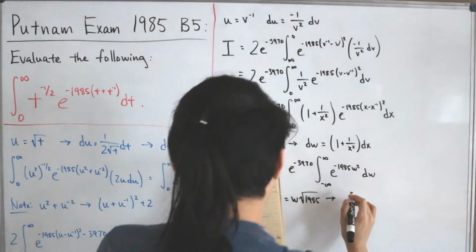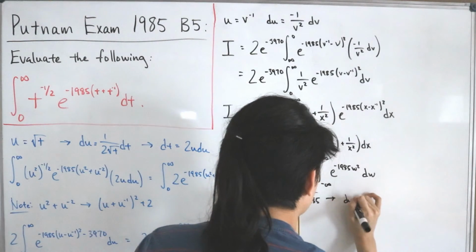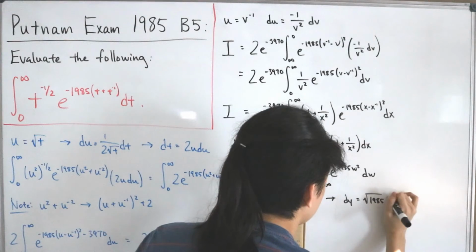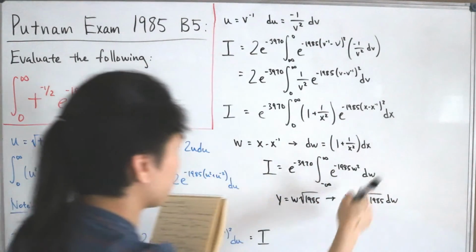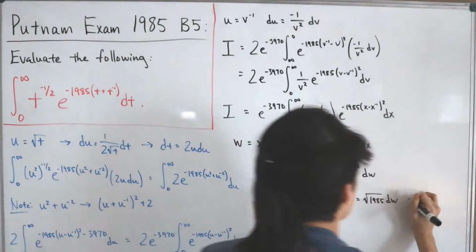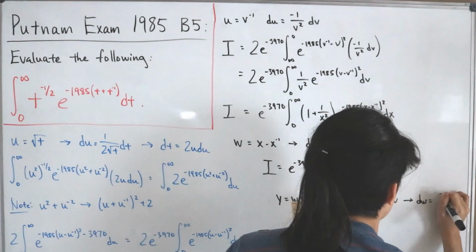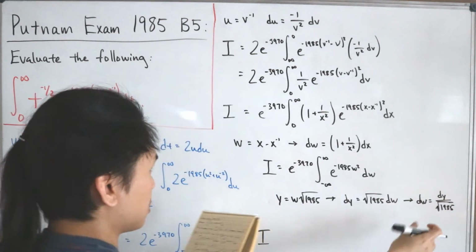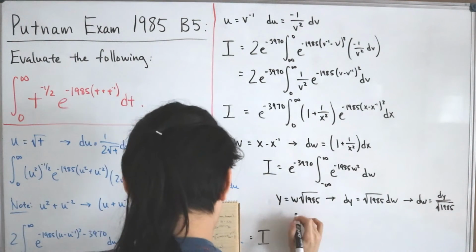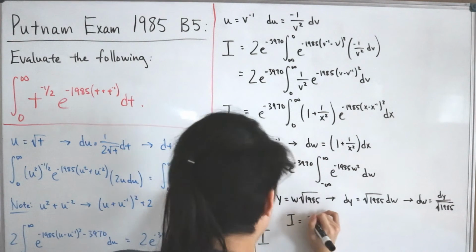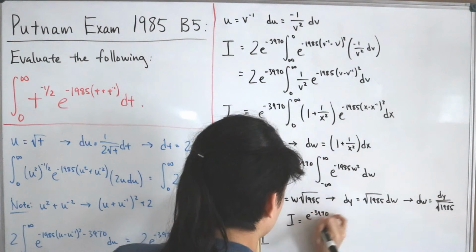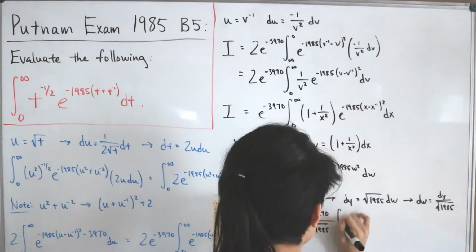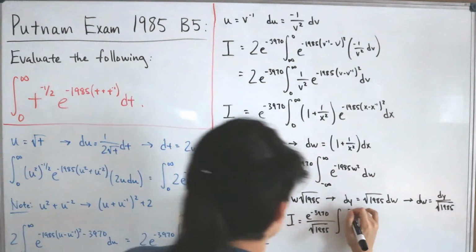Now that would mean that dy is going to equal, so it's just by itself, dy is equal to the square root of 1985 then times dw. When we have to replace that dw by itself, we'll just divide that by both sides. And so we have that dw is equal to dy divided by square root of 1985. And I can actually put this outside the integral, so that means now we would have that I is equal to e to the negative 3970 divided by square root of 1985, multiplied by this. The bounds won't change in this situation, thankfully.